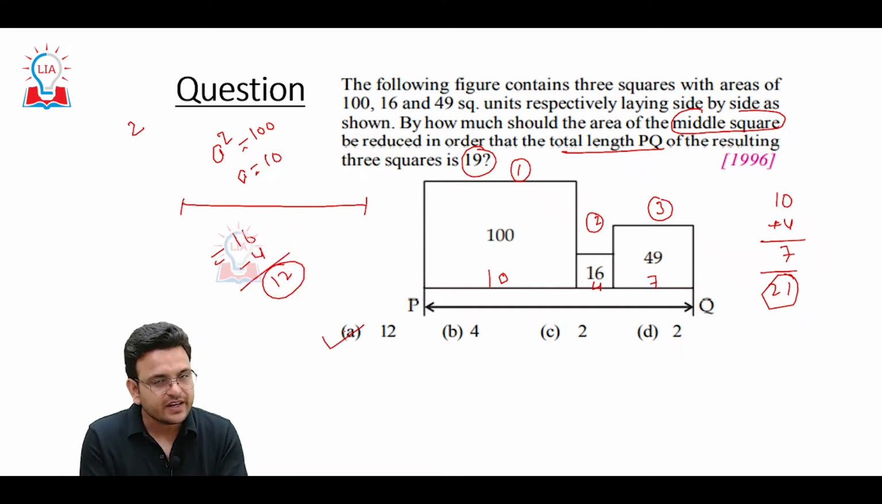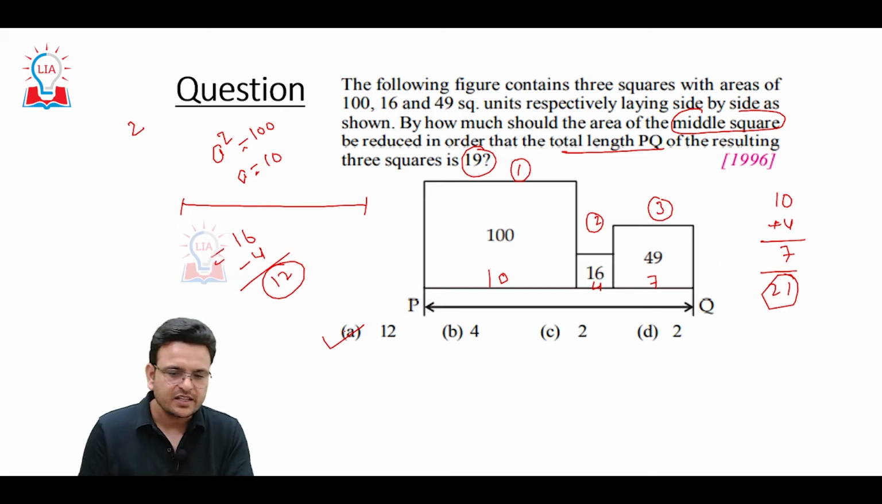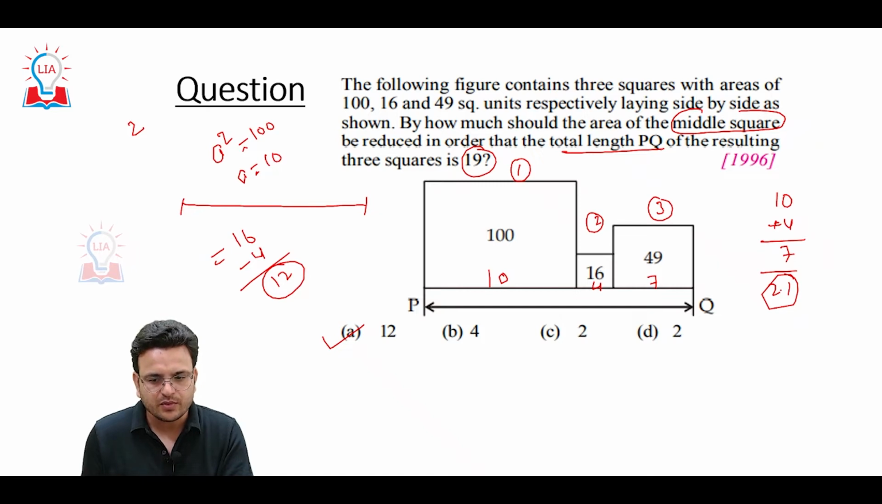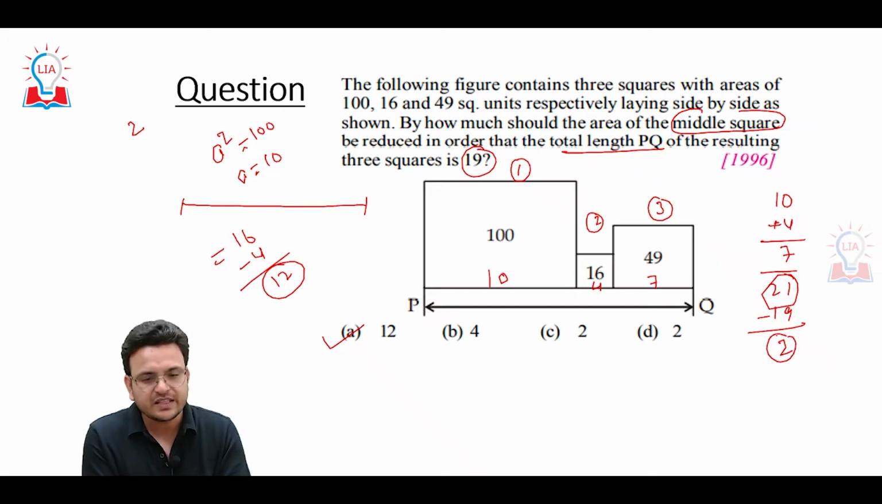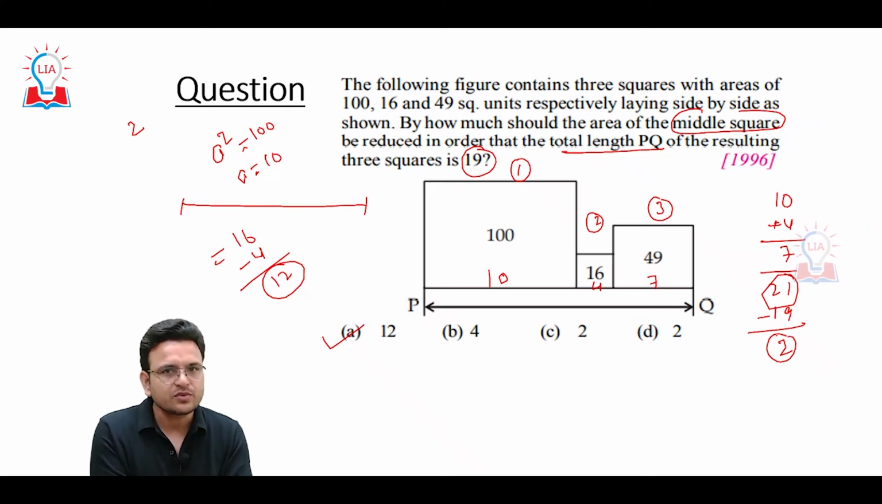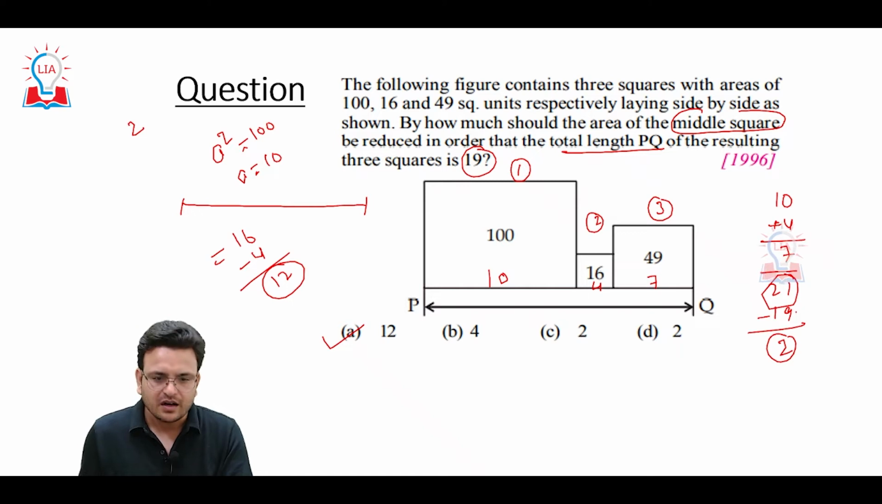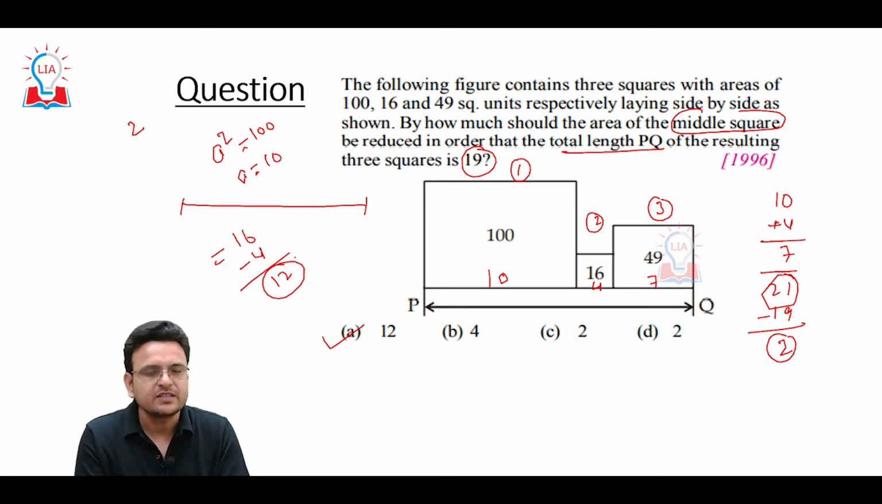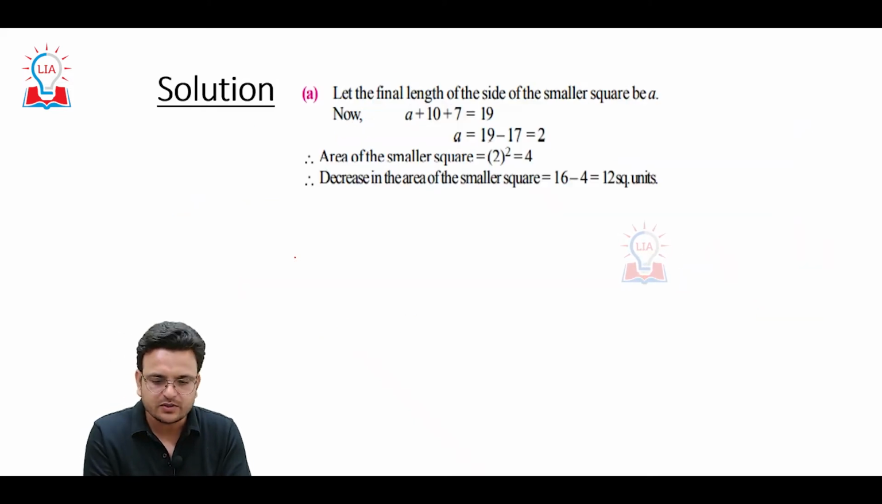I hope you are able to understand. Very easy question; it says you have to add all the lengths. This length has to reduce from 21 to 19. So the length of the middle square has to reduce by 2 centimeters. It means the area has to reduce by 12 centimeter square. I hope you are able to understand it.